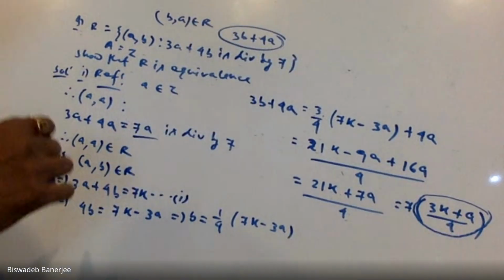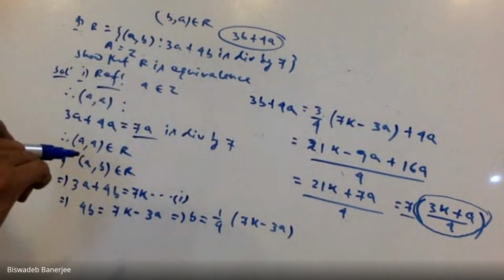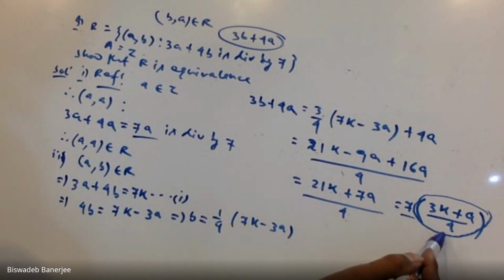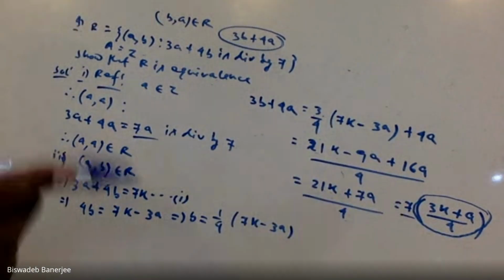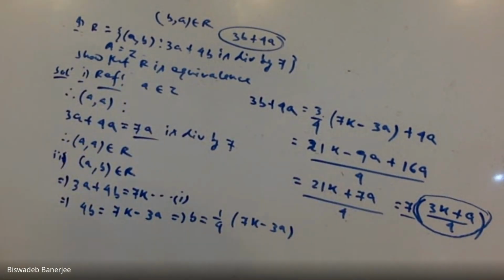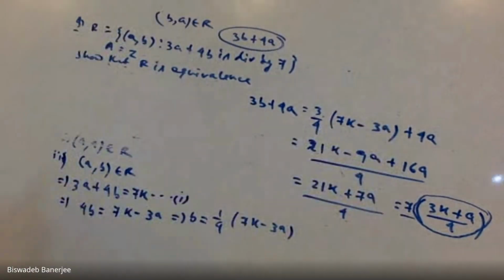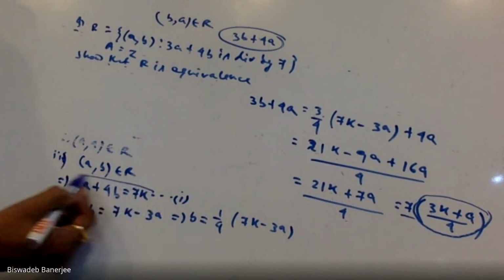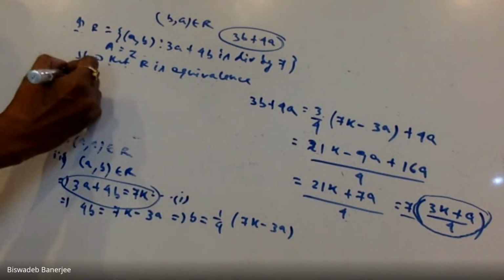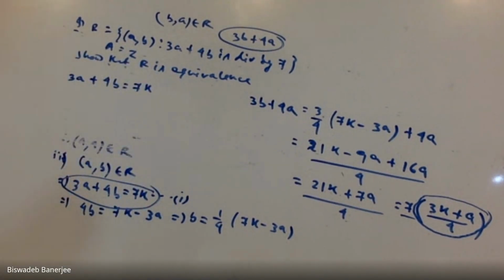If this is a fraction, you can't say it is a multiple of 7. 7 is present, that is okay, but you have to ensure this is an integer. In that case, it becomes a multiple of 7. If this is not an integer, it cannot be a multiple of 7. Always remember this. So what is our last target? Our last target is to check whether (3k plus a) by 4 is an integer or not. How to show this? We shall use this equation. We are given 3a plus 4b equal to 7k.